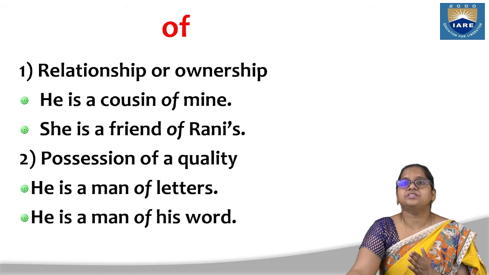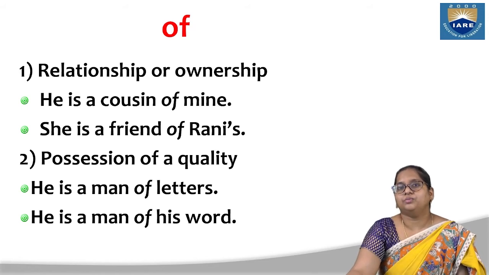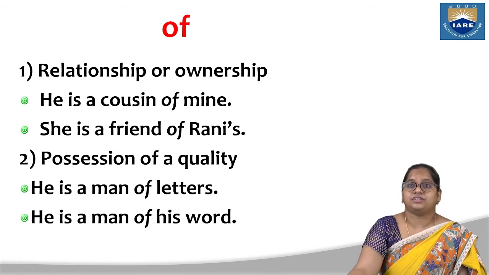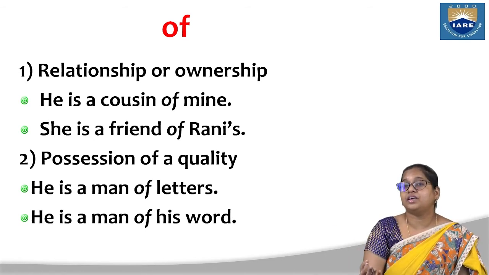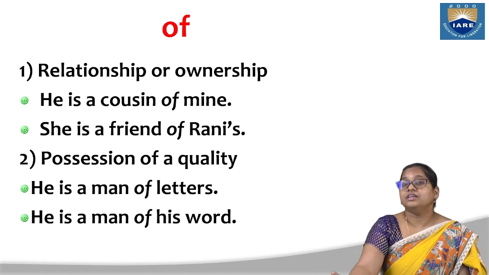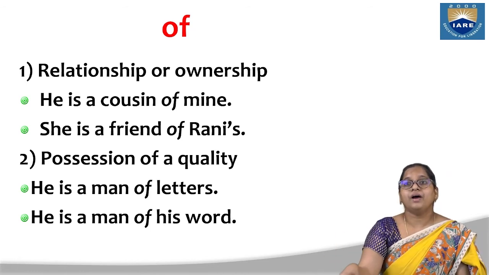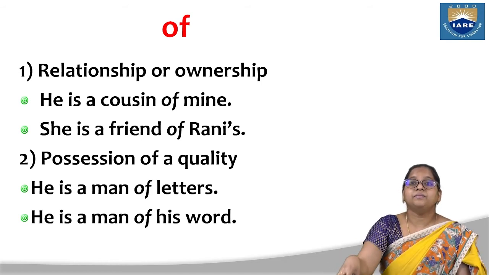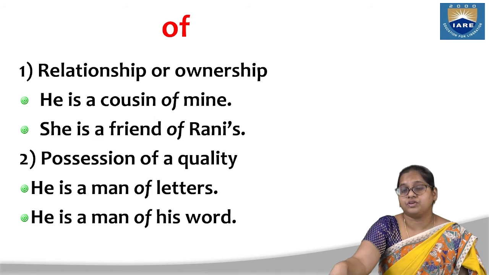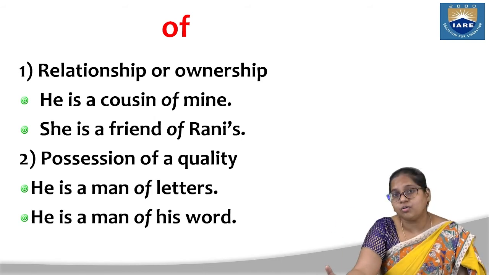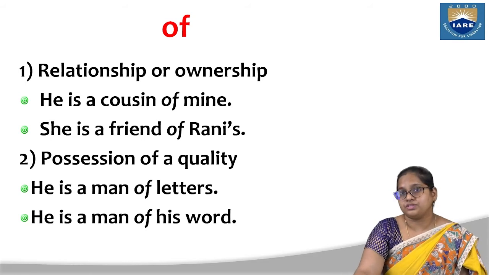Next, possession of a quality. When you possess any quality, you can use this of. He's a man of letters. That means he is a well-educated, knowledgeable, academic, intelligent person. He's a man of letters, very wise person. He's a man of his word. That means he stands on his word. If he tells something, he does it. So he possesses any quality, you can use this preposition of.